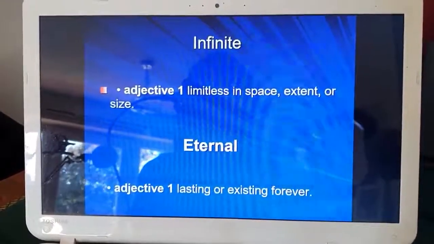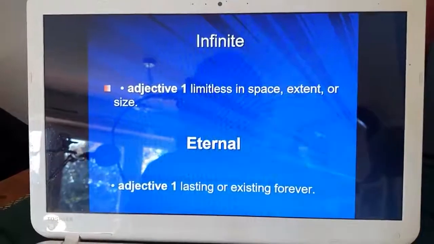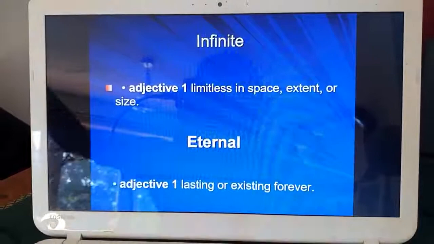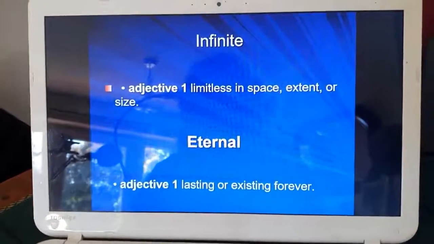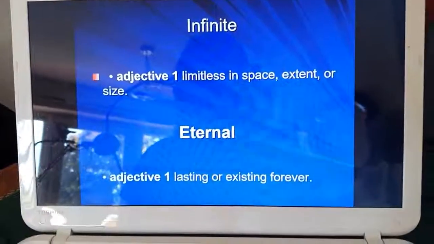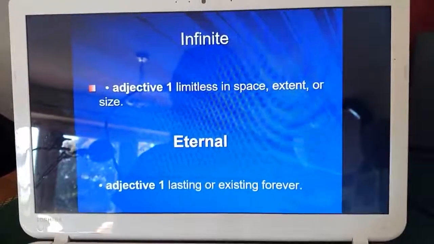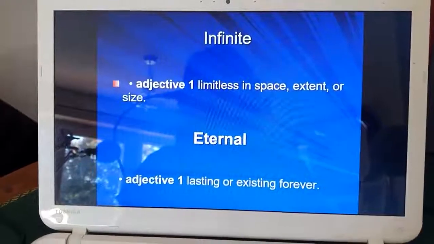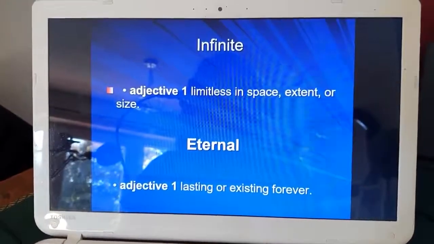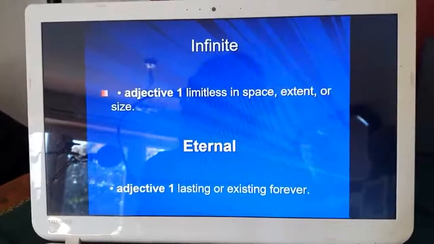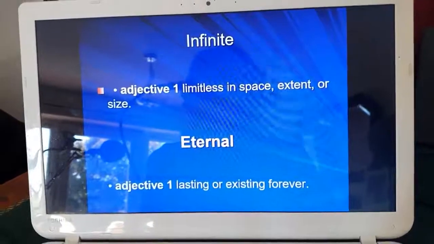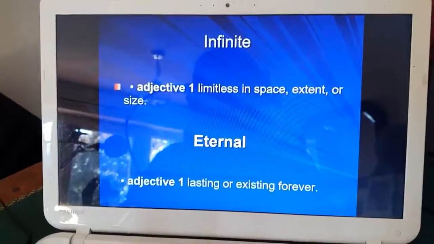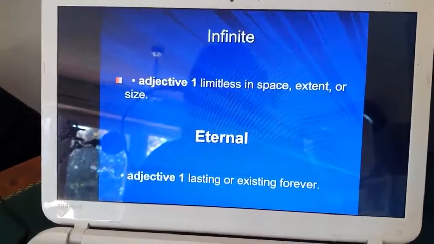A couple of key words here: infinite and eternal. Infinite means limitless, in extent or size. So when you say infinite, just think of a never-ending number. Eternal's a little bit different. It means lasting or existing together. If you're interested in A-level RS and philosophy, we do look into that concept quite a bit, and different philosophers have different ideas about what it means to be eternal. So for example, one philosopher says that God is eternal in a timeless way.